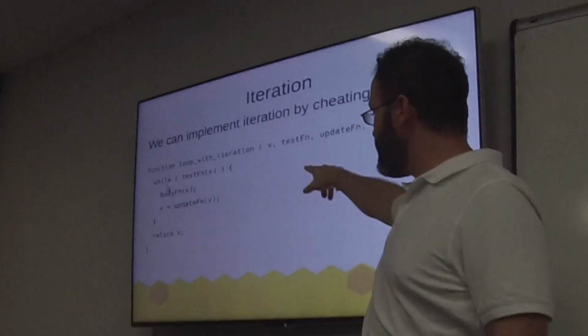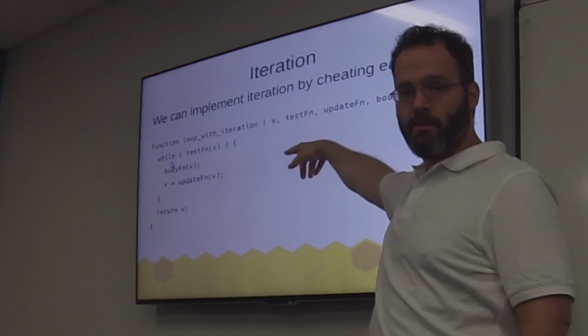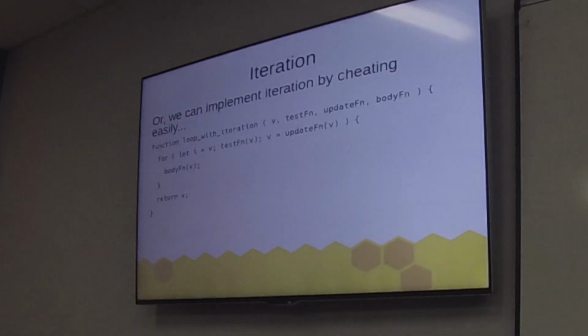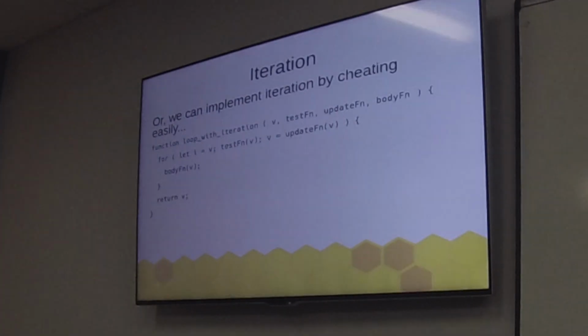The test function right here is what we're given when we start this loop. While continues to execute the loop until the test function returns false. That's how we would implement our own loop, if we simply wrap a while statement. We can also wrap a for statement, right?